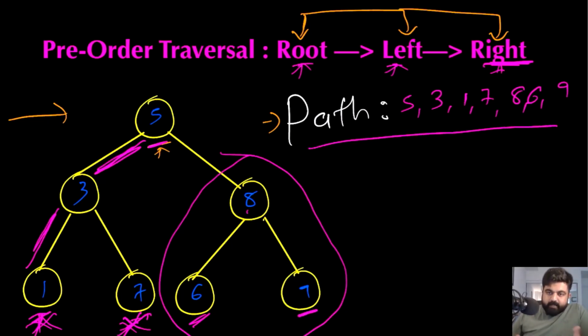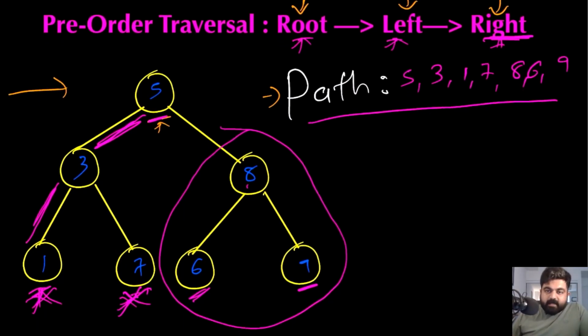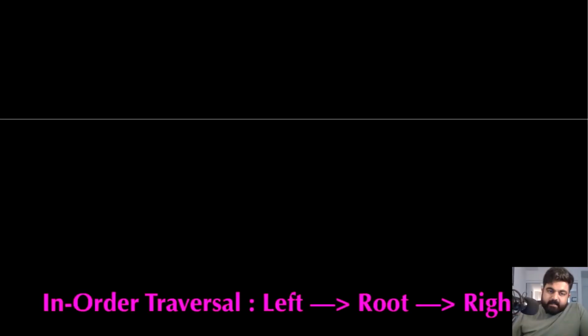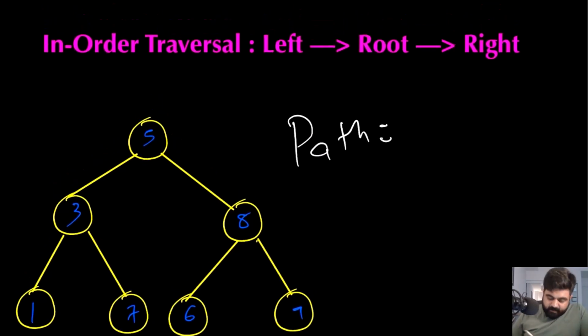Now let's see what would be the in-order traversal in the same manner. So again, as mentioned, the in-order is also a DFS kind of traversal, but in this case the methodology we follow is that first of all we visit the left node, then we visit the root node, and then we visit the right node.